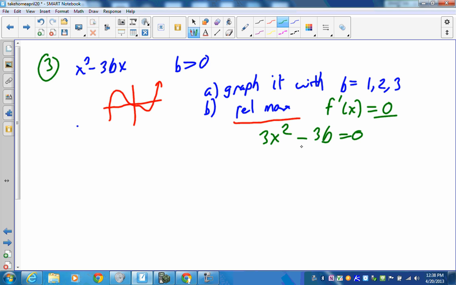When is that equal to 0? Solve for x, and of course you get x equals plus or minus square root of b. So looking at the graph, you can see that the relative maximum occurs over here. So that's going to be negative square root of b. And the relative minimum is going to occur over here, positive square root of b.